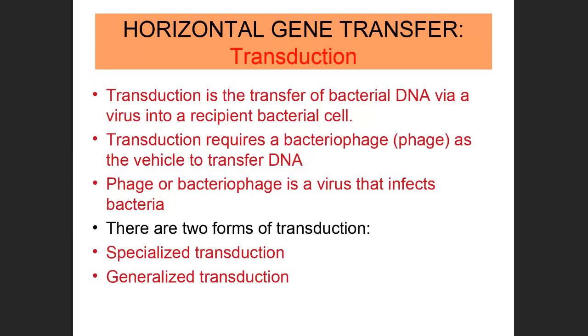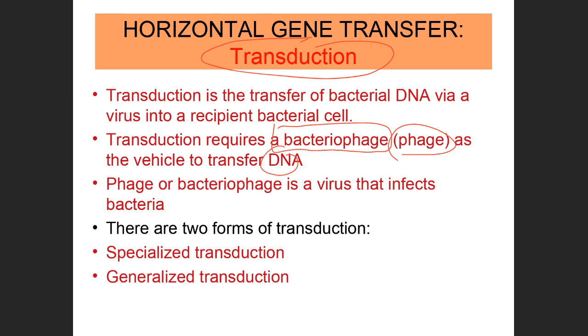Okay, so that's one, which again is very rare. This next form of horizontal gene transfer is not rare at all. The way this one works, this one is called transduction. And it requires a virus that can infect bacteria, which is called a bacteriophage, sometimes just phage for short. The virus is what's going to transfer DNA from one bacteria to another.